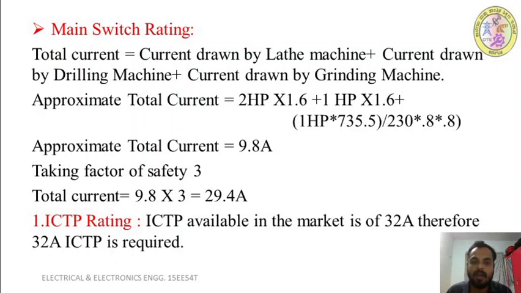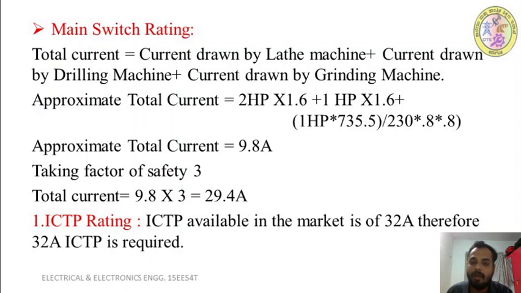So total current is equal to current drawn by lathe machine plus current drawn by drilling machine plus current drawn by grinding machine. Here we have considered only power loads because we are calculating the main switch only for the power installation. Then the total load on the workshop is the current drawn by lathe plus drilling machine plus grinding machine, because we have installed these 3 machines in our workshop. Then what is the approximate total current equal to?